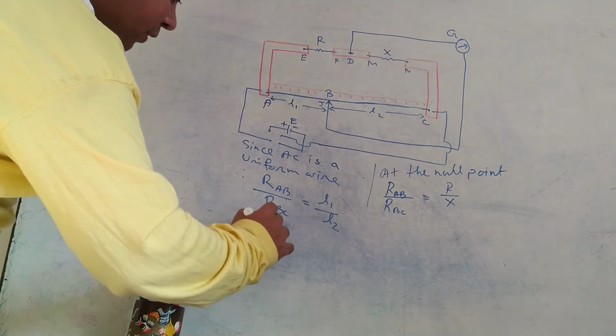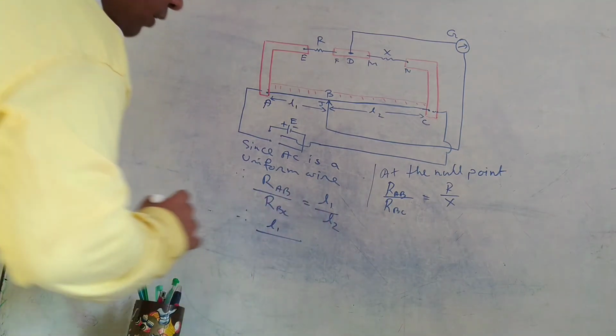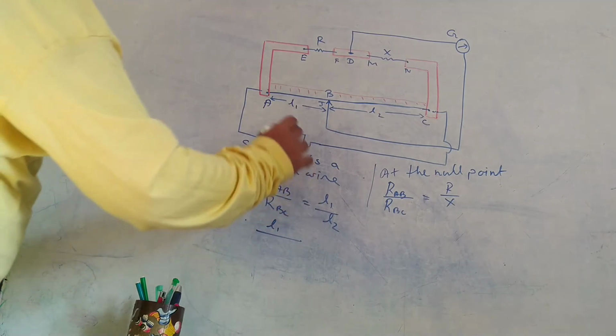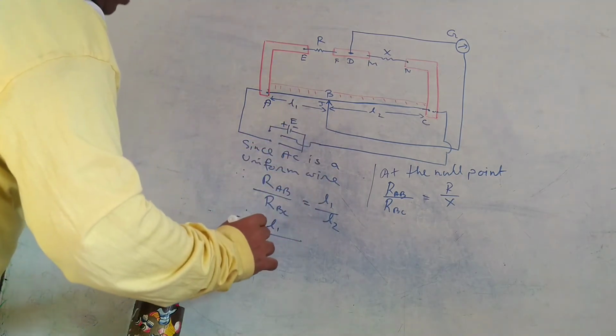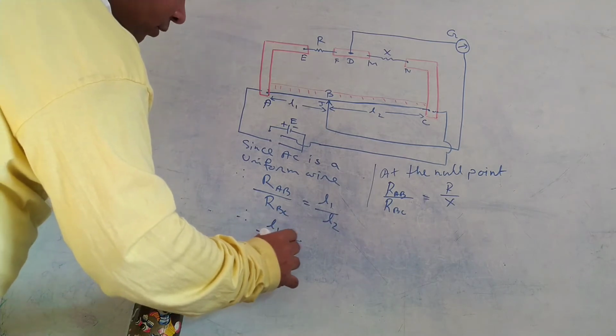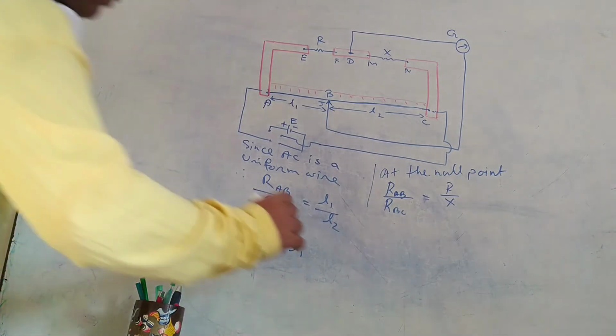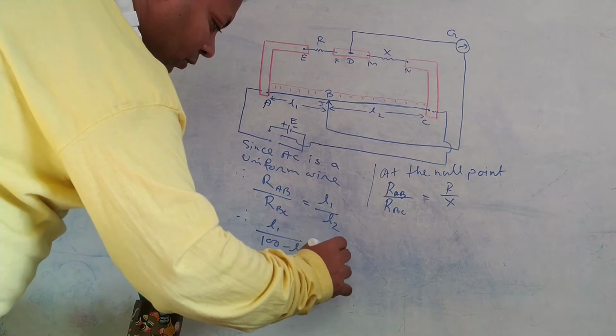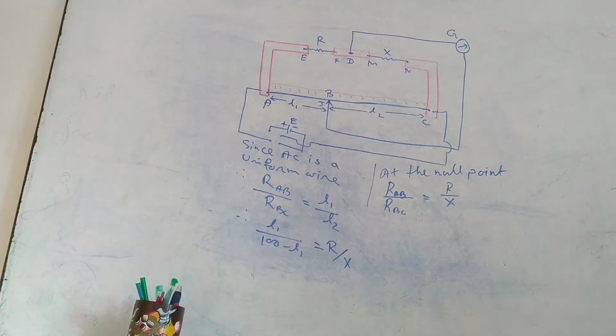Therefore, we can write L1, and you know that L2 is equal to 100 minus L1, where L1 is expressed in centimeter unit, is equal to R by X. From this equation we can easily find out the value of X. This is the working principle of Wheatstone bridge.